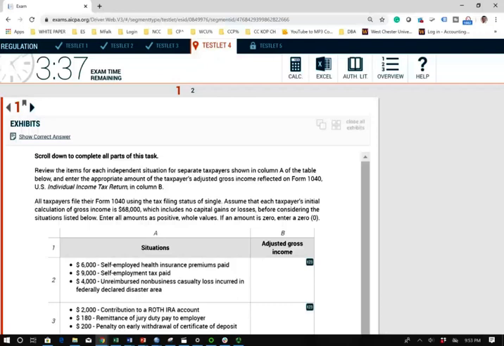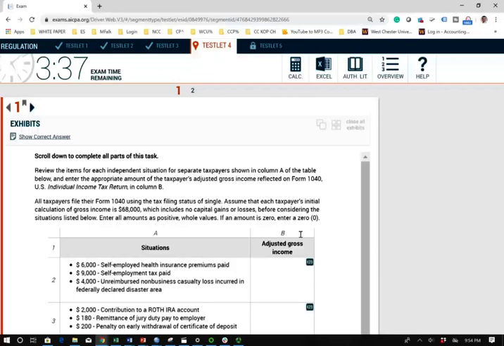Basically, the simulation reads: review the items for each independent situation for separate taxpayers shown in column A of the table below and enter the appropriate amount of the taxpayer's AGI reflected on Form 1040, U.S. Individual Tax Return, in column B. This is column B right here. All taxpayers filed their 1040 using a tax filing status of single. Assume that each taxpayer's initial calculation of gross income is $68,000, which includes no special capital gain or loss before considering the situation listed below. Enter all amounts as positive whole values. If the amount is zero, enter zero.